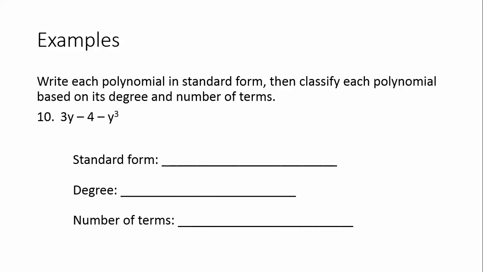Number 10, write each polynomial again in standard form, classify it based on degree and number of terms. So if we write the degree of each monomial within the polynomial, we have a y to the first, so a 1, a 0, constants are 0, and a 3 because it's cubed. So if we write that in standard form, it's negative y cubed plus 3y minus 4. Again, that's decreasing order from left to right. The degree then of the polynomial is 3 because that's the highest. So this would be a cubic trinomial again because there are 3 terms.